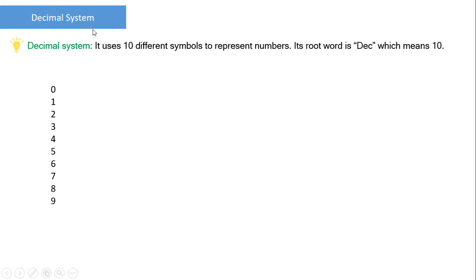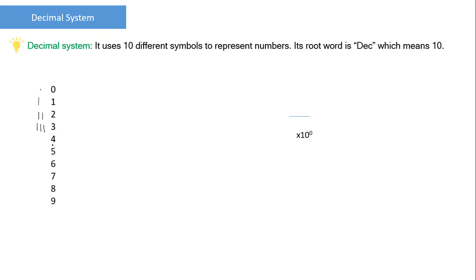The decimal system uses 10 different symbols to represent numbers, that is 0 to 9. The word decimal comes from the root word dec, which means 10. So now if I talk about the different numbers, 0 represents 0 objects or no objects. 1 represents 1 object, 2 represents 2 objects, 3 represents 3 objects, and so on till 9.